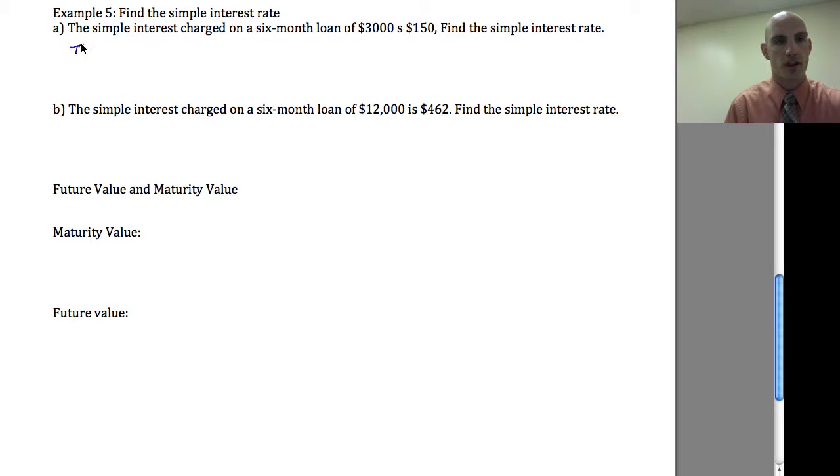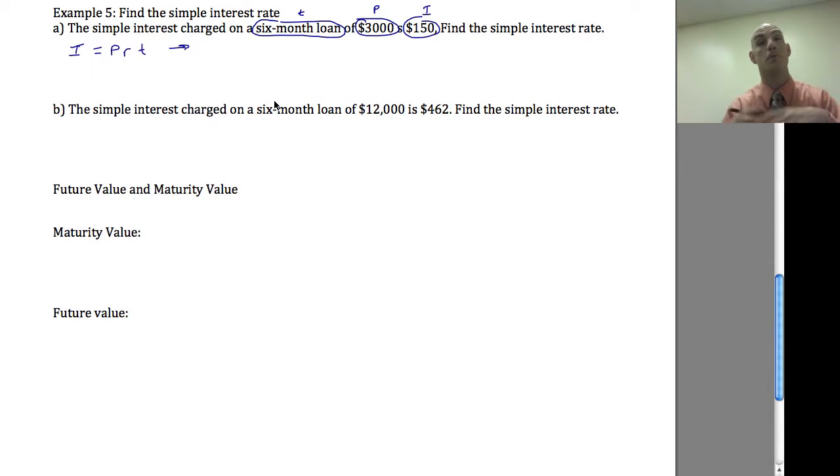So we remember, of course, that interest equals principal times rate times time. And if I plug in what I know, I know my time is 6 months, so that's my time. My principal is what I put in, and this is my interest. And so I'm going to plug in what I know to solve for my rate. So 150 equals 3,000 times rate, which I don't know, times time.